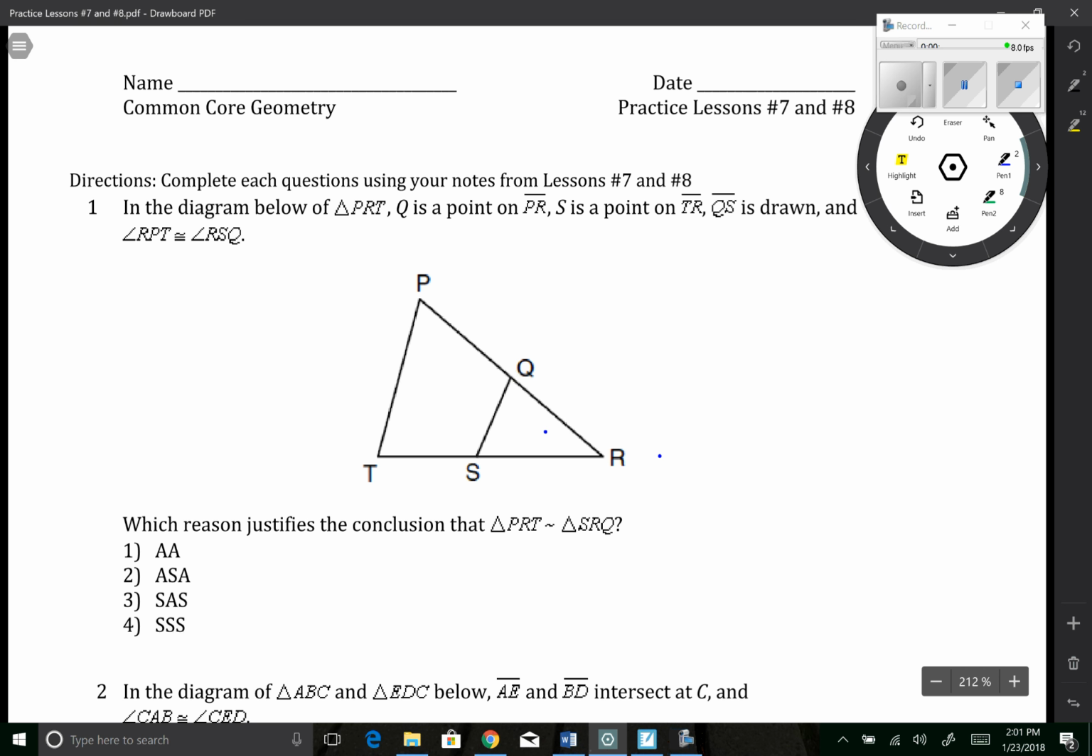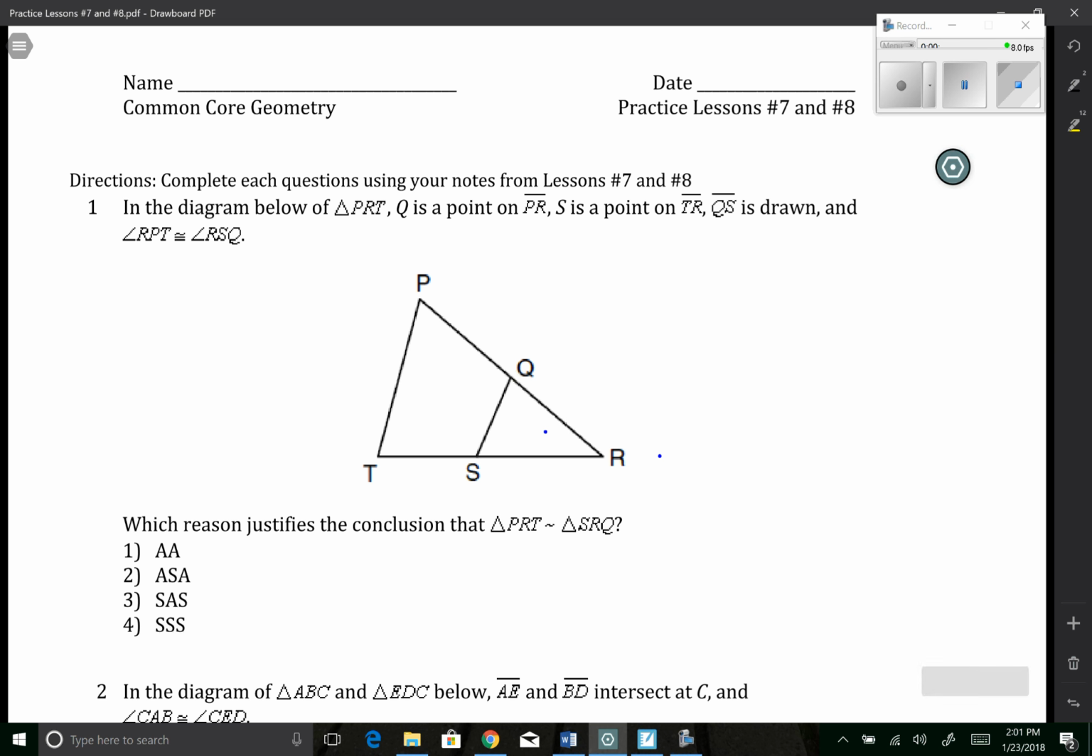So for the practice lesson, what we had to do was look at all the different types of triangles that we have that can be proven similar. And remember, there are three types of similarity: angle, side with congruent angle, and proportional sides, and side.